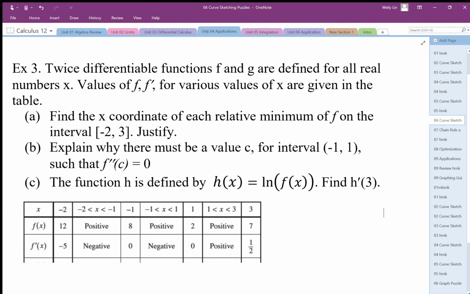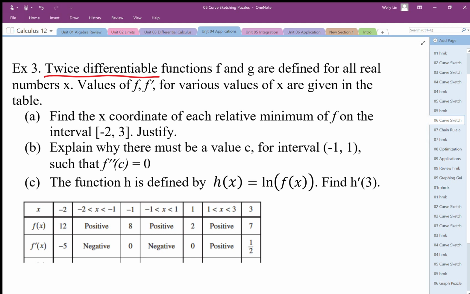Okay, so for example 3 says that the function is twice differentiable. That's important because that means that the function and its derivative are both smooth and continuous. So it gives you values for f and f prime. It gives you values there, and it asks you to justify some information.